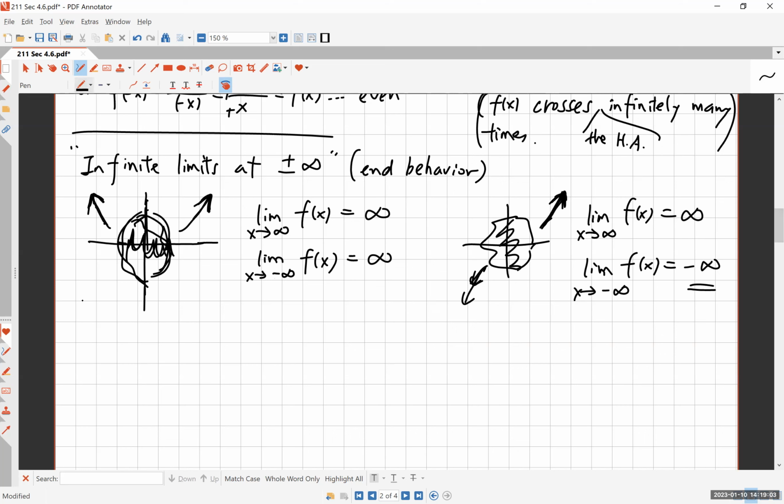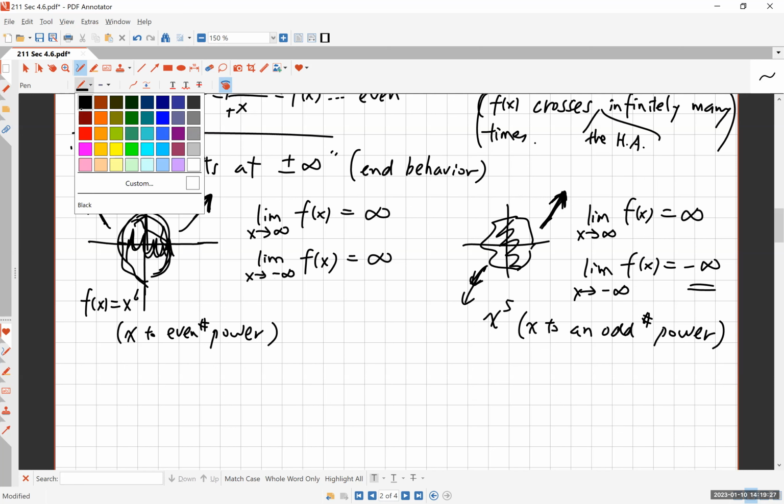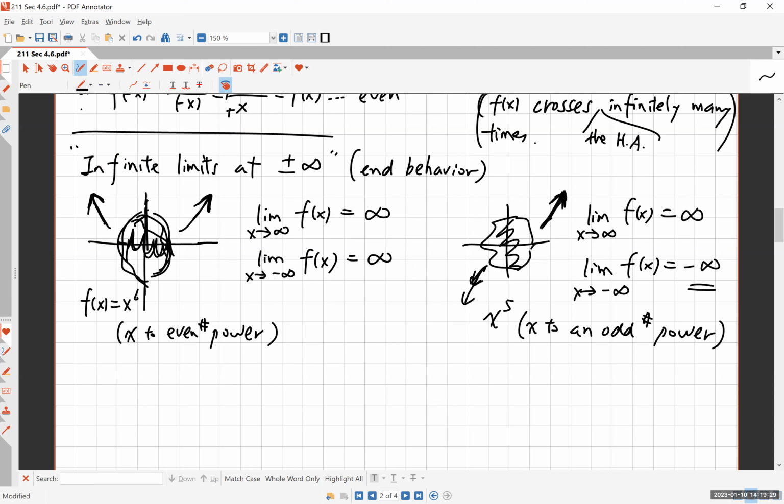But I can give you examples. Here you can see this in x to the 6th power or the 8th power or any x to any even numbered power. And here, for x to an odd numbered power. And I think you learn these things as end behaviors under polynomial functions.